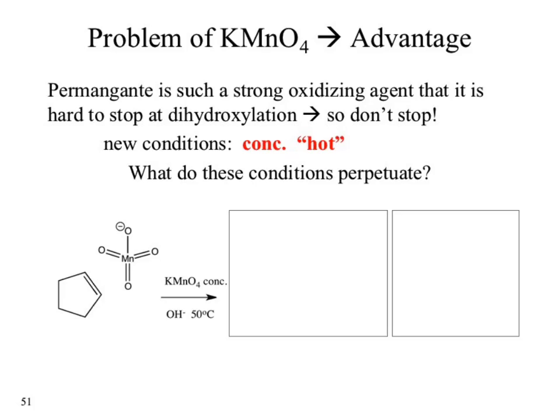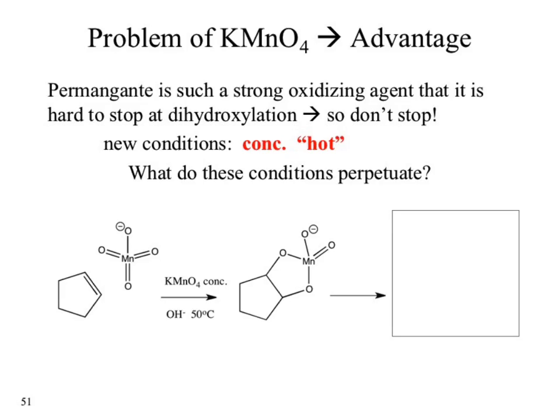So what happens under hot, concentrated conditions? What occurs? Well, step 1, the permanganate reacts. We get our manganate ester. There's our carbonyl manganate with our oxygen ester. So we have a manganate ester. What happens then? Oh, it just does that. What?